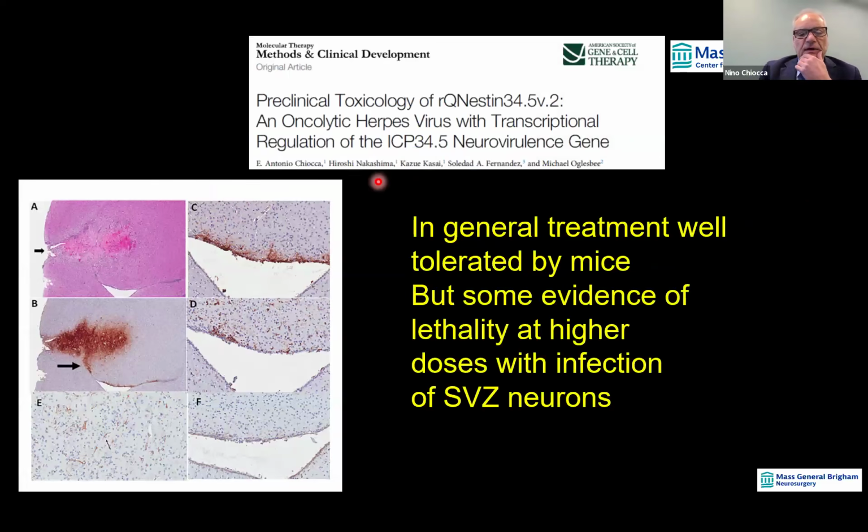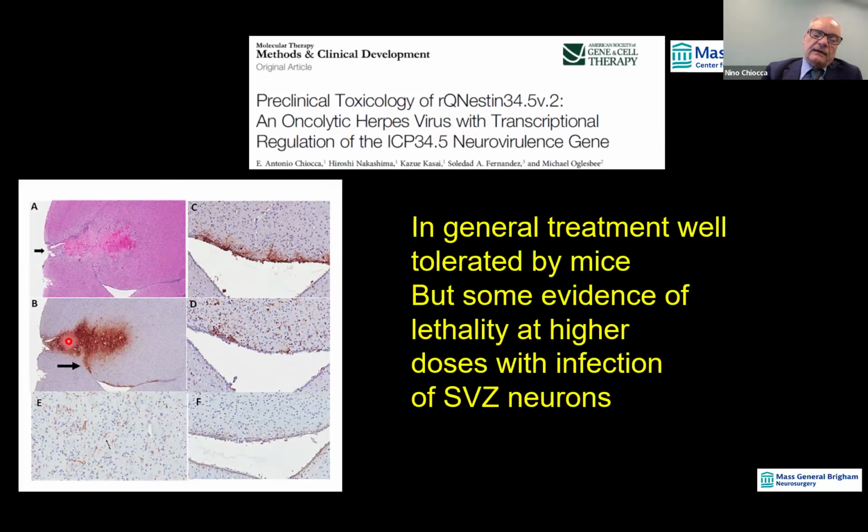One of the issues we encountered, though, was that when we injected this virus into the brains of mice, we did see toxicity. Even though the treatment was tolerated at certain doses, as you increase the dose of this virus, we saw toxicity. This is described in this one paper, but basically what you can see is that there's a tumor in this mouse brain right here.